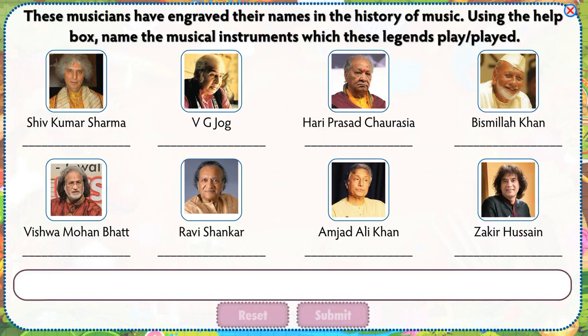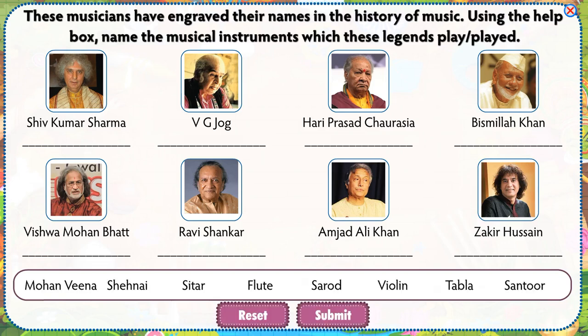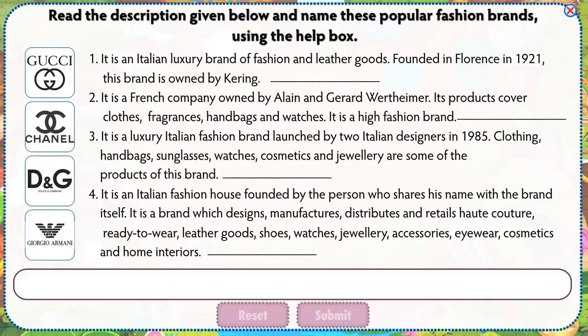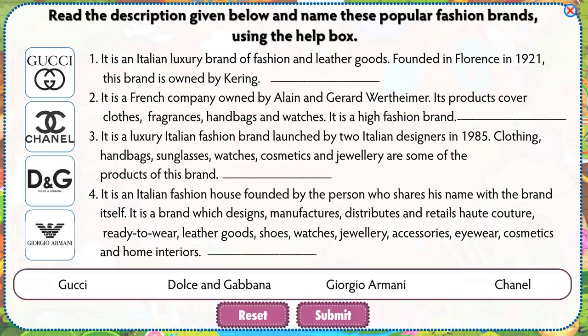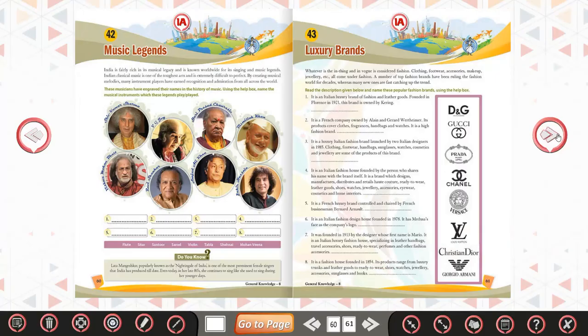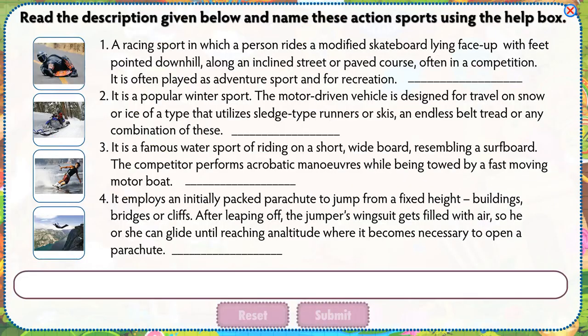These musicians have engraved their names in the history of music. Using the help box, name the musical instruments which these legends played. Read the description given below and name these popular fashion brands using the help box. Read the description given below and name these action sports using the help box.